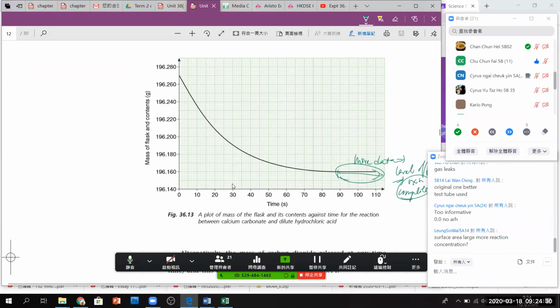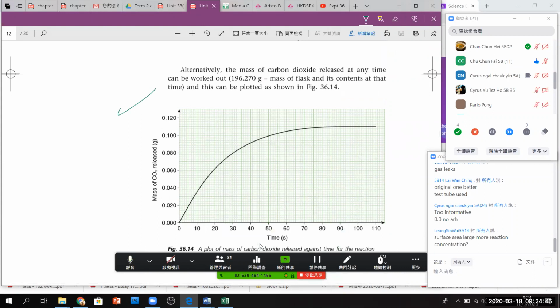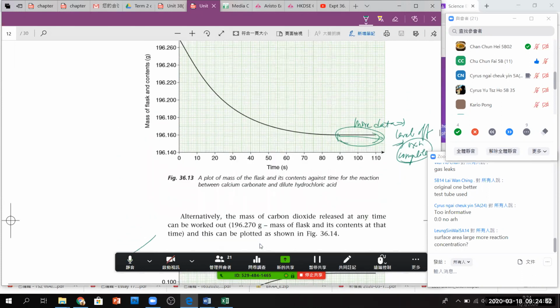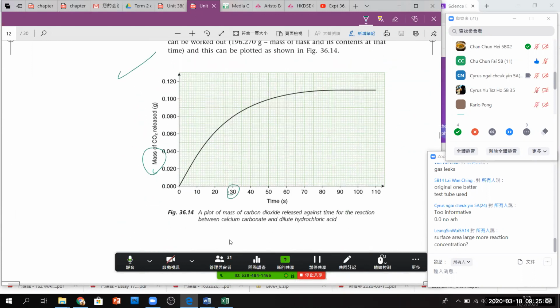Now this graph is just the complementary version of the one at the bottom. Can you see that? Do you know why? The mass of CO2, right? It's not volume now. It's the mass of the flask's contents. Yes, this is the complementary version. So try to pick 30 seconds, for example. For 30 seconds, how much CO2 has been formed? It's about 0.080 gram. At 30 seconds comes the formation of CO2, 0.08.